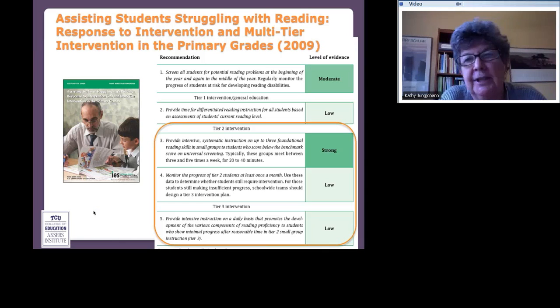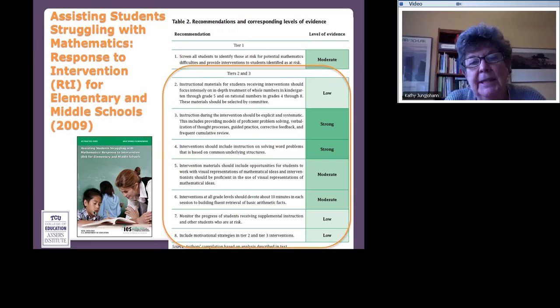comes from this publication, Assisting Students Struggling with Reading, and this is the response to intervention publication that focuses on primary grade students. And you can see that there's a screening recommendation, there's Tier 1 general education recommendation, and then there's Tier 2 intervention recommendations 3 and 4, and then a recommendation around Tier 3 for recommendation 5. The same thing in mathematics. There's a wonderful practice guide for assisting students who are struggling in mathematics, and recommendations 2 through 8 address Tier 2 and Tier 3.